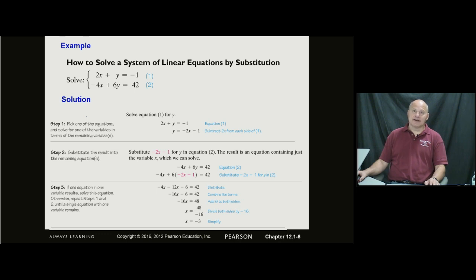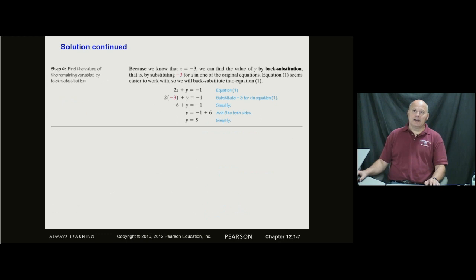X equals negative 3. So then, since x is negative 3, we're going to go back into one of the equations, the 2x plus y equals negative 1. You're like, well, why did they choose that one? It doesn't really matter which one they choose to do it.